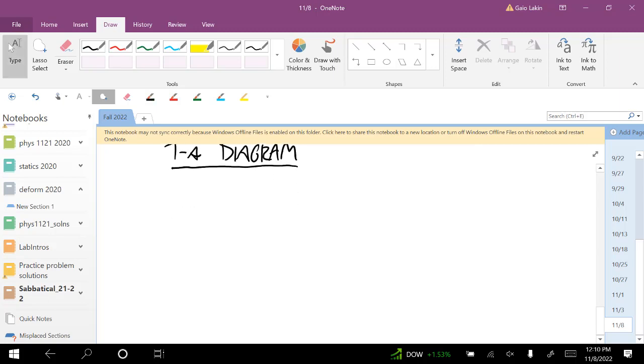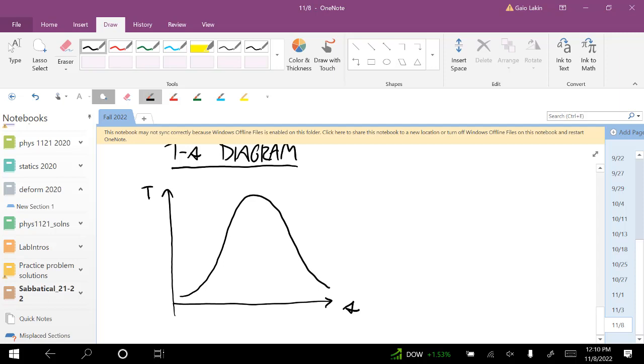So here's what this looks like. Temperature is on the vertical axis, and specific entropy is on the horizontal axis. And there's the vapor dome. Remember, anything to the left of the vapor dome is a compressed liquid. Anything inside the dome is at saturation, and it's a mix of liquid and vapor. Anything to the right is a vapor. And anything above that dome is a supercritical fluid. That's above the critical temperature and pressure.